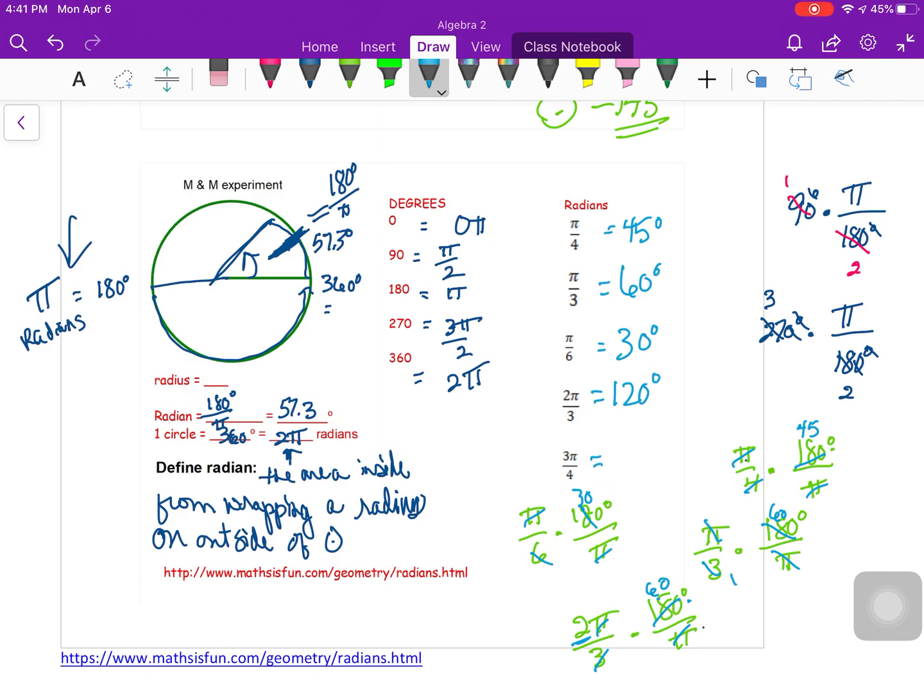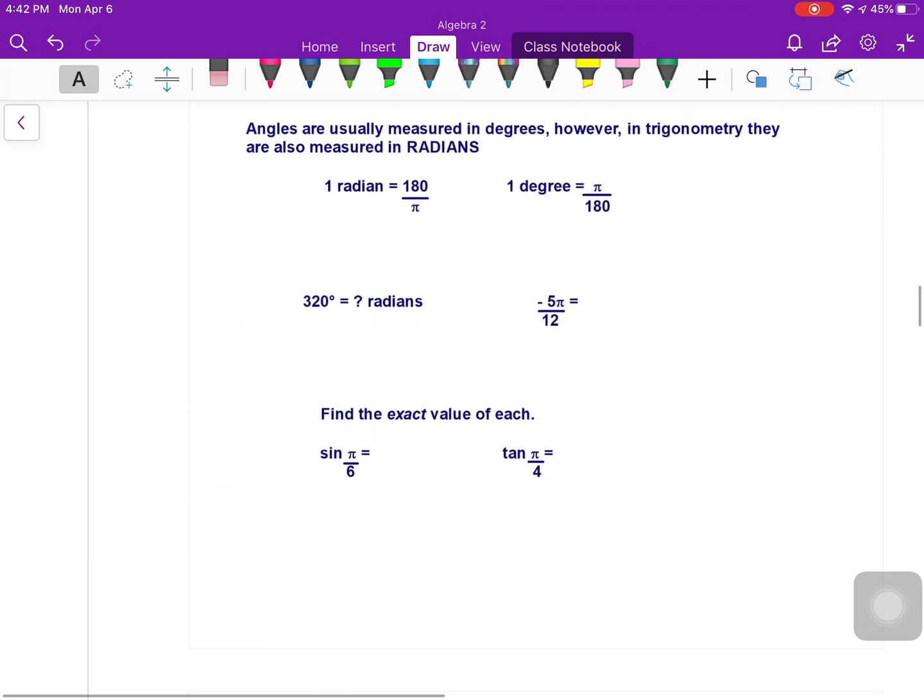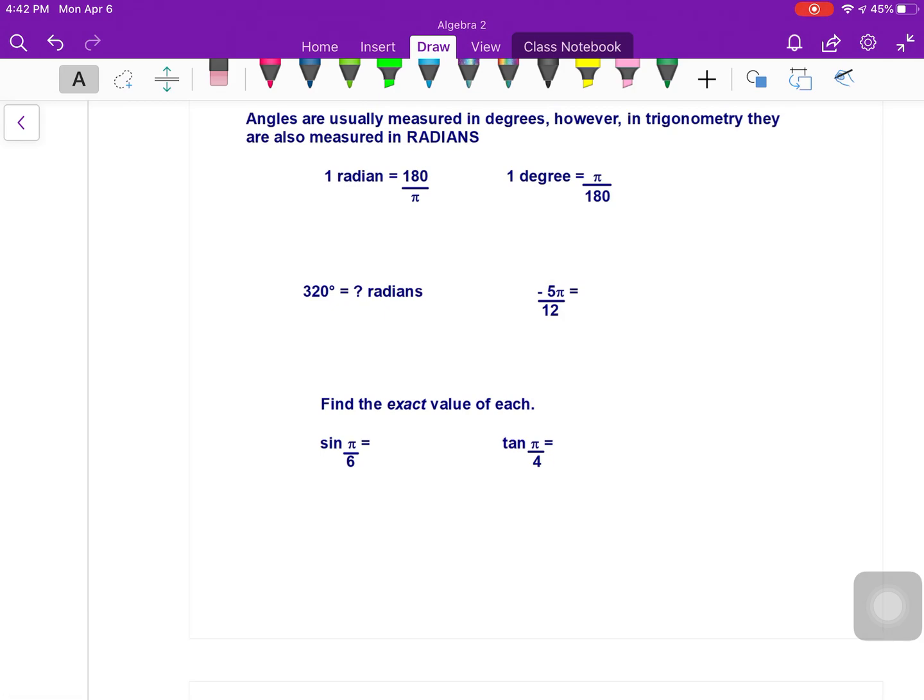And 3 pi over 4. Again, pi in the denominator, 180 in the numerator. Pi and pi. 3 times 45 degrees is 135 degrees. Okay, let's try a few more. Let's just refresh our memory that a radian will be equal to 180 over pi, and a degree will be equal to pi over 180.